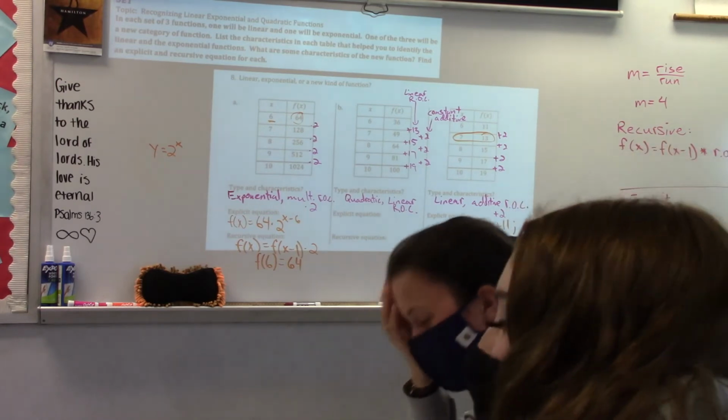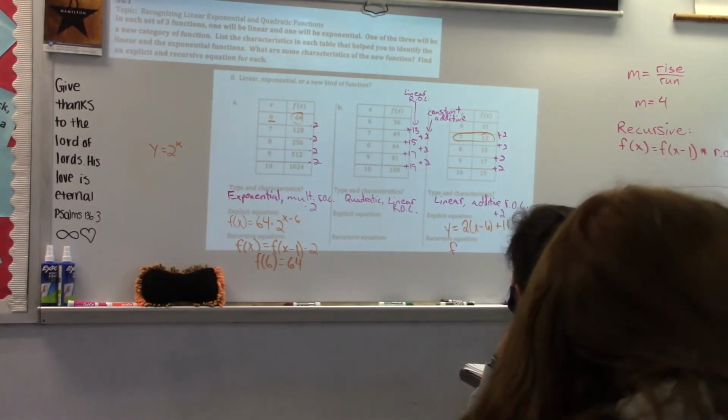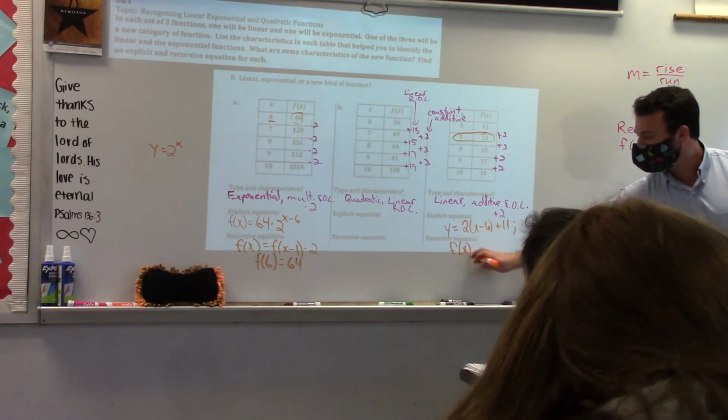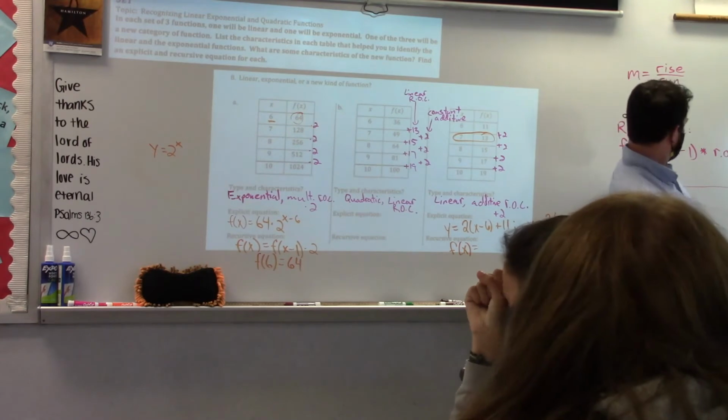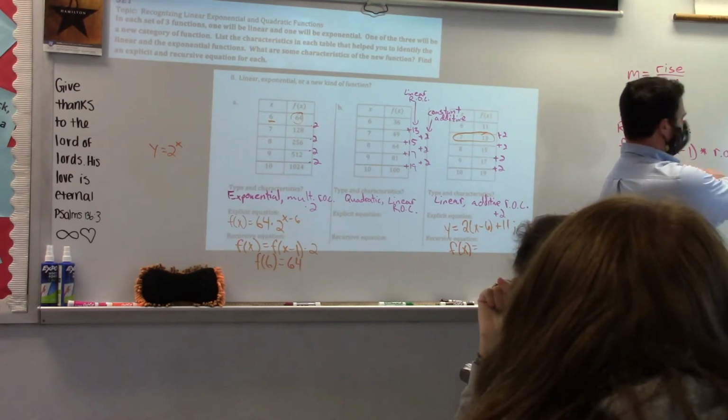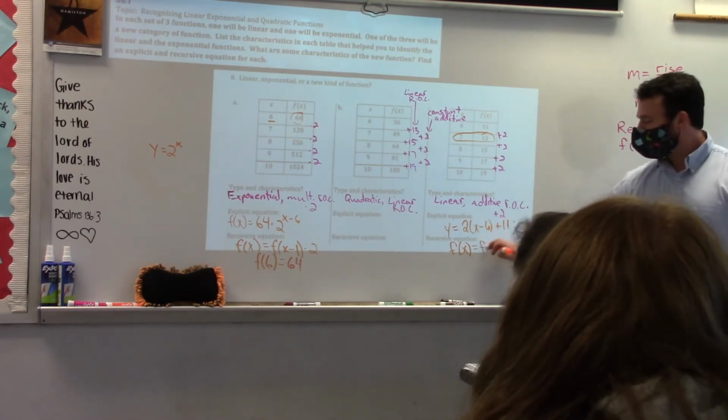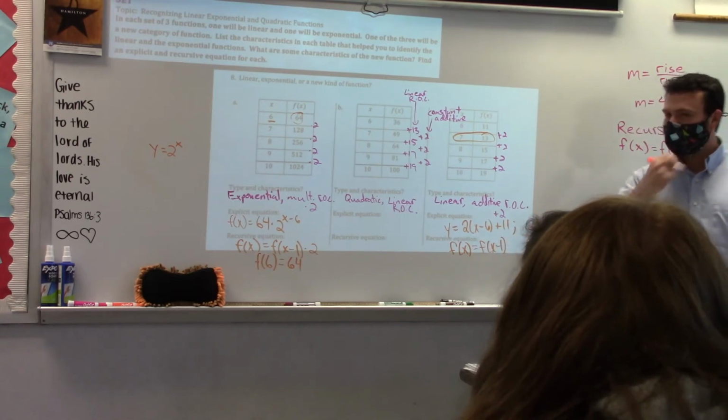He said f of x. Oh, f of x. F of x is equal to what? F of x is equal to 1 minus 1. F of x equal to what? F of x minus 1. There we go. I know Peyton was working hard with you on that.